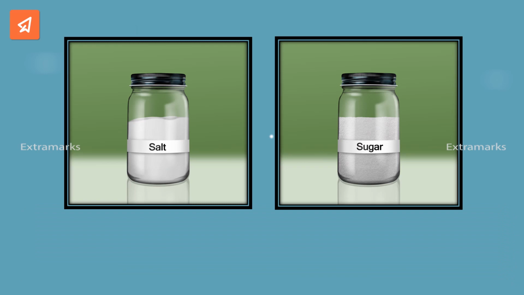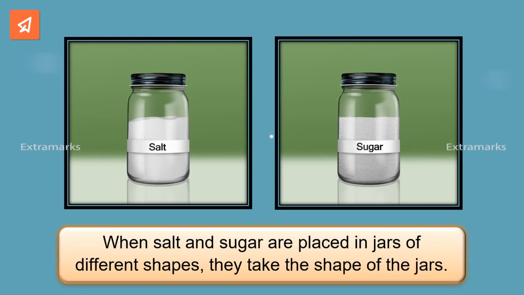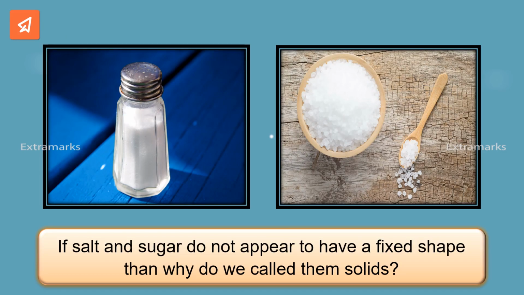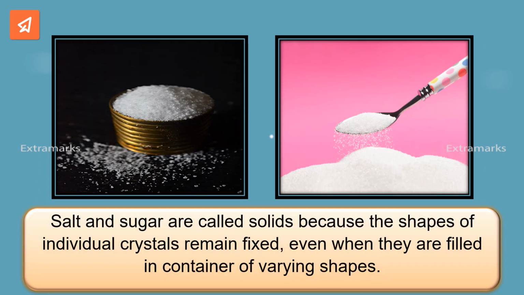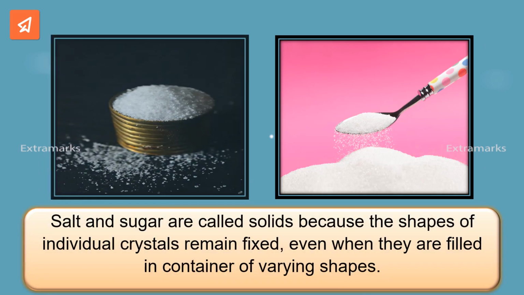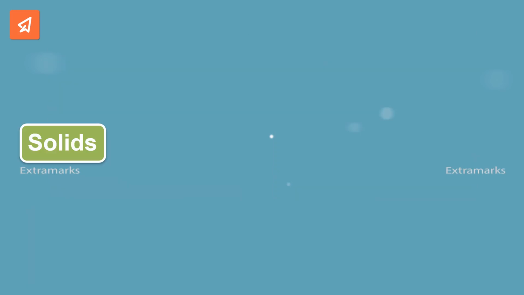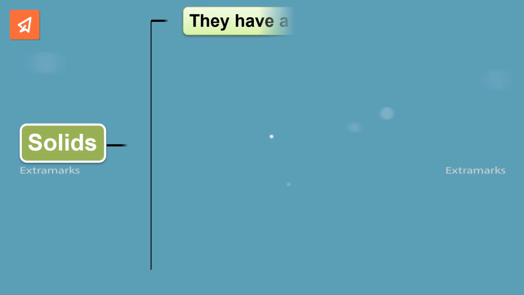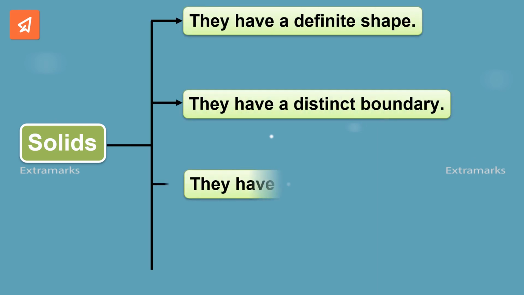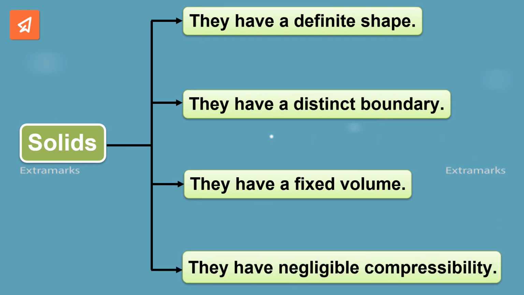Now, let us learn about solids that have very tiny crystals like salt and sugar. When salt and sugar are placed in jars of different shapes, they take the shape of the jars. So, the question is, if salt and sugar do not appear to have a fixed shape, then why do we call them solids? It is because the shapes of individual crystals remain fixed, even when they are filled in containers of varying shapes. So, we can conclude that solids have a definite shape, distinct boundary, a fixed volume, and negligible compressibility.